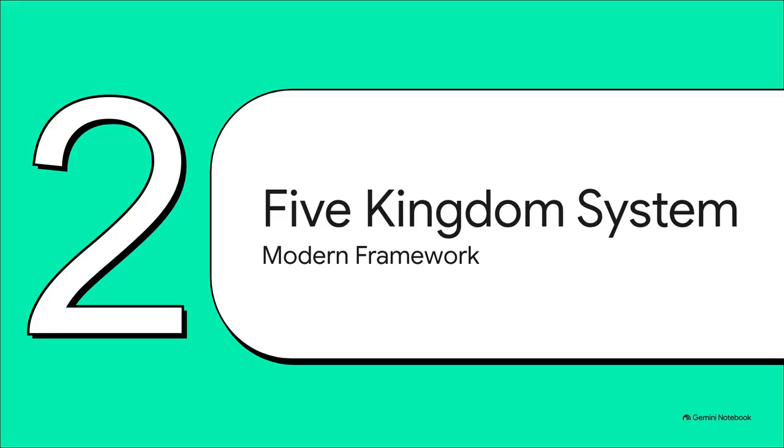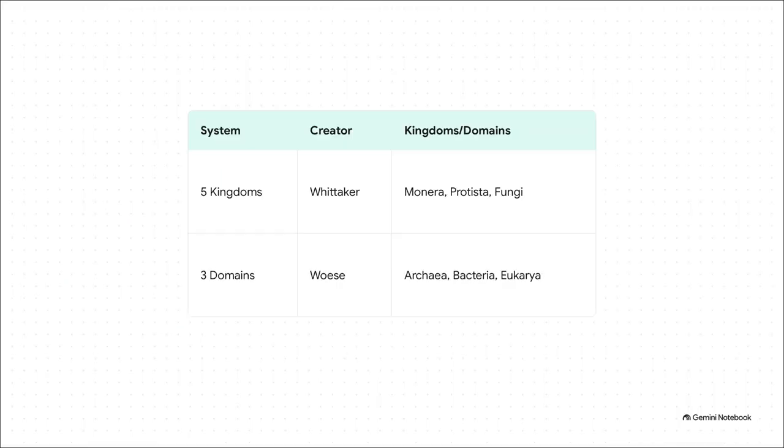Moving right along to Section 2, the five-kingdom classification system. This brings us to the globally recognized modern framework. Now, the absolutely crucial point here is the shift from Whittaker to Woese. Whittaker's 1969 system categorized everything into five kingdoms based on clear traits like cell structure, body organization, and how they actually get their nutrition. But fast forward to 1990, and Carl Woese introduces an incredible update.